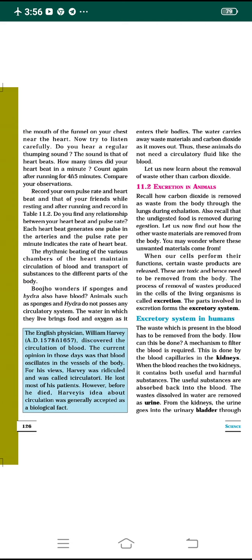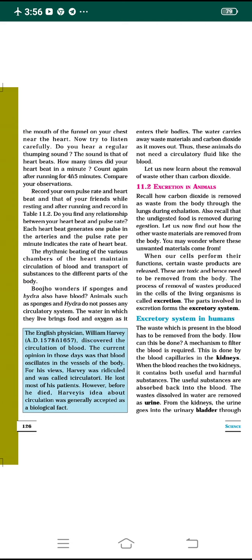Here is one concept given. There is a scientist called William Harvey, an English physician. He discovered the circulation of blood. This is very important. The circulation of blood was first discovered by the English physician William Harvey.